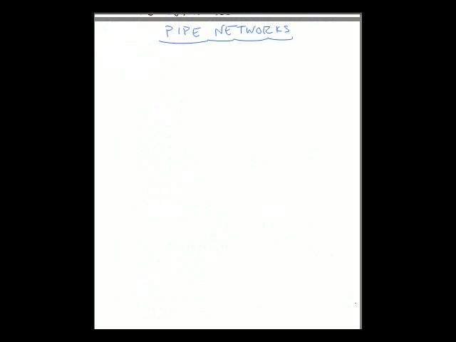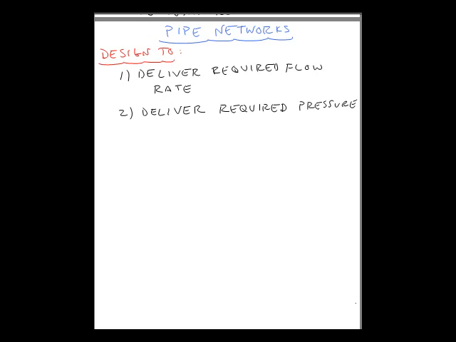The first thing we're going to talk about today is pipe networks. Pipe networks are designed to deliver a required flow rate or to deliver a desired pressure. And there are different types that we will discuss.